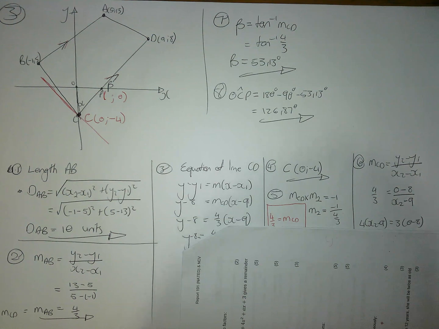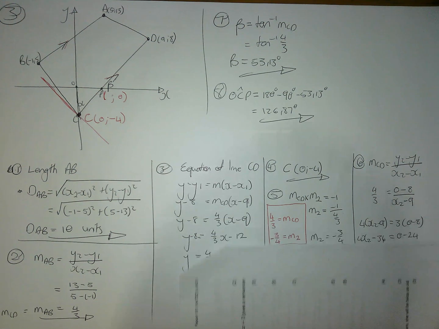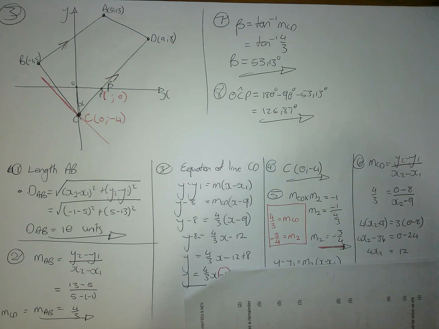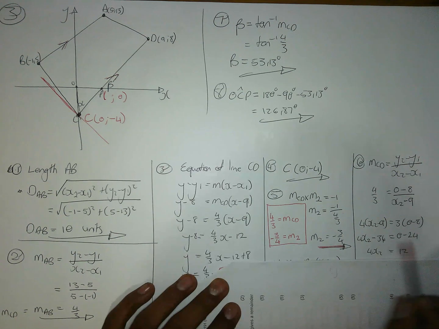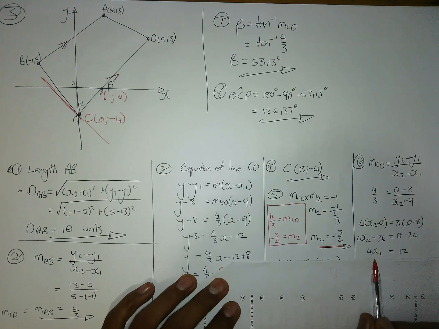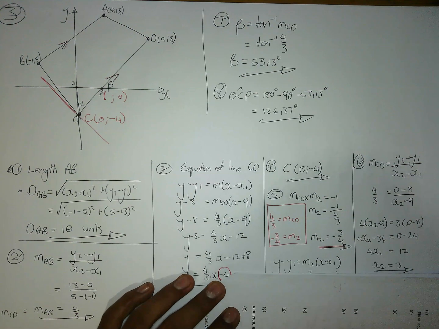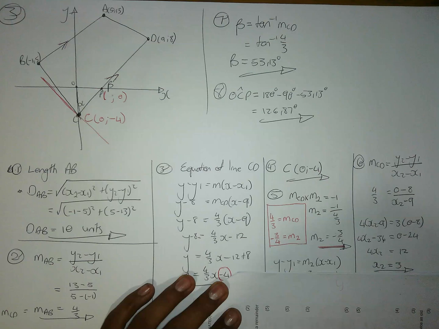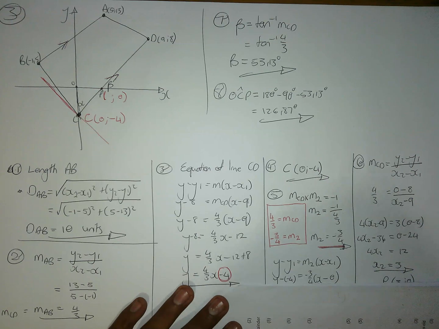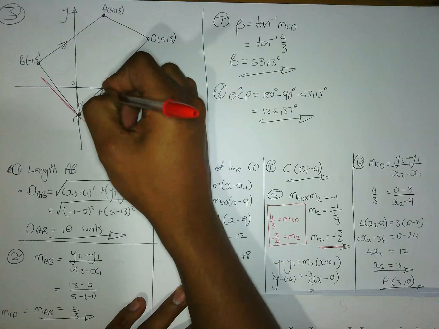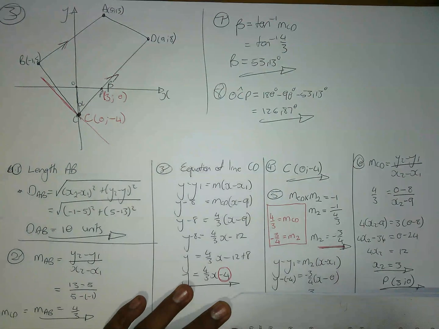I multiply in the brackets, and then I get that, and then I get 36 over. I divide by 4, and my x2 value is 3. So the coordinates for my P are (3, 0). 3 and 0.